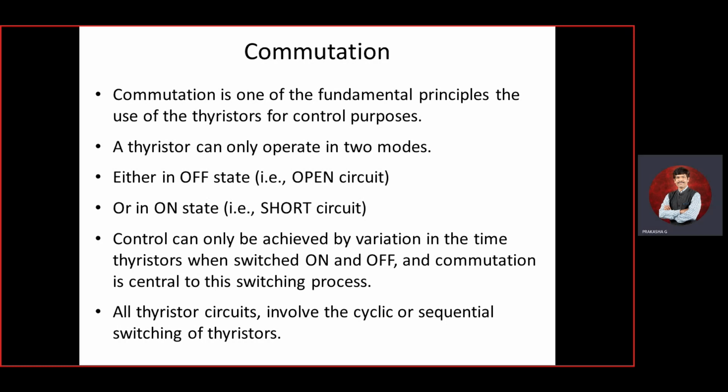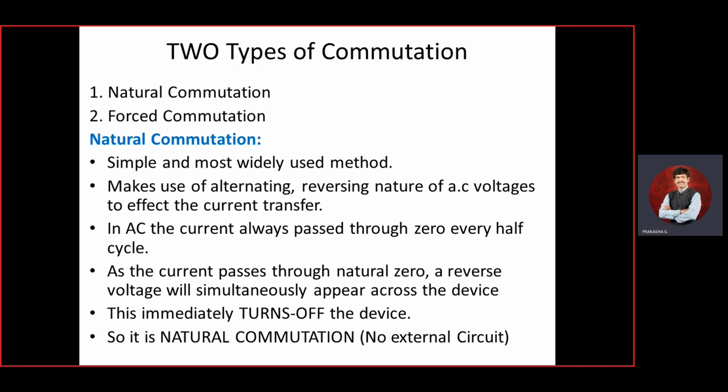Basically, there are 2 types of commutations. There are 2 types where we can control the thyristor, where we can switch on or switch off the thyristor. Those 2 methods are called natural commutation and forced commutation. Naturally, the current path has to be changed. Other one, forcibly, means we are going to apply some force, based on which the current is going to be changed over from one place to another. Let us see what I mean by natural commutation and forced commutation.